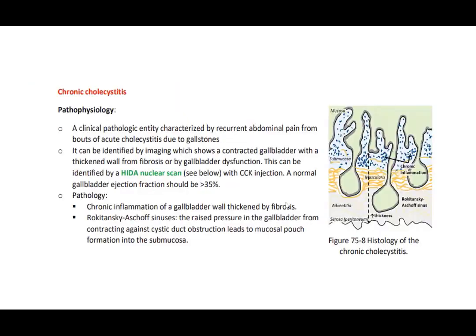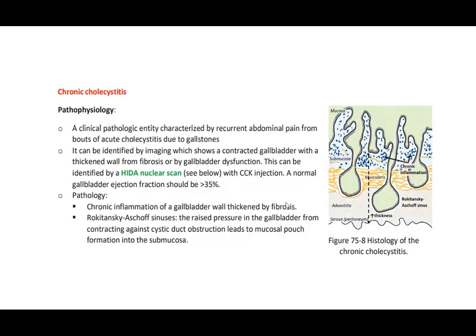Now, chronic cholecystitis can also occur, a clinicopathologic entity that's characterized by recurrent abdominal pain from bouts of acute cholecystitis due to gallstones. And this can be identified by imaging, which shows a contracted gallbladder with a thickened wall from fibrosis, or by gallbladder dysfunction. This can be identified by a HIDA nuclear scan.